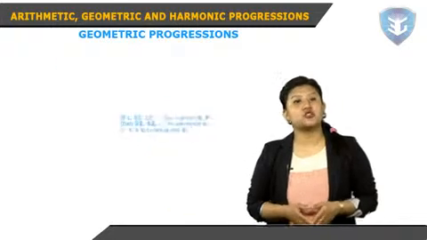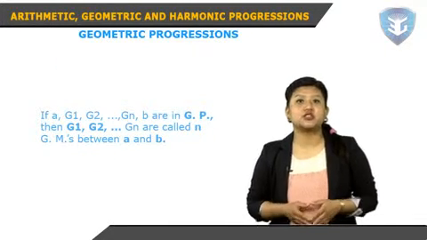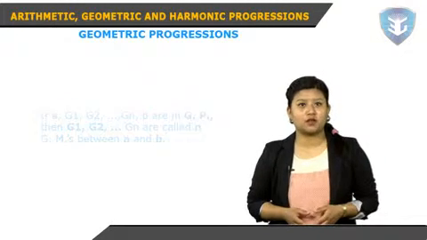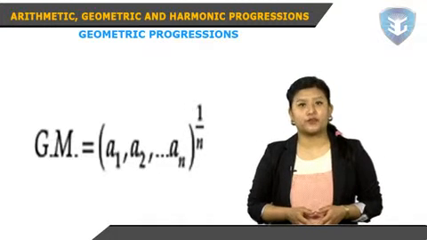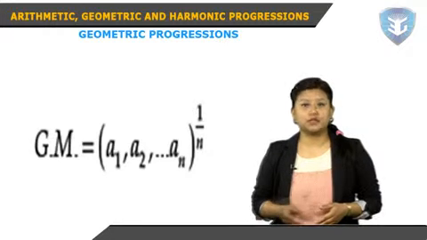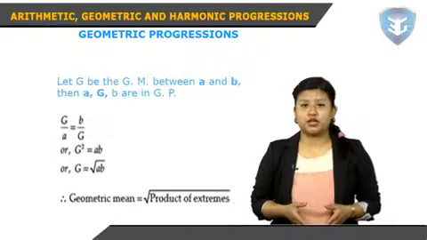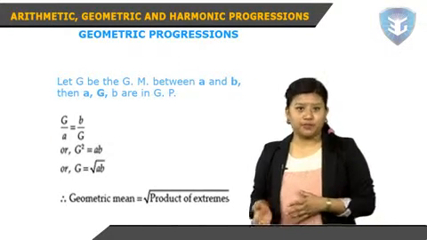If a, G1, G2 and so on till Gn, b are in GP, then G1, G2, ..., Gn are called n GMs between a and b. The geometric mean of n numbers is defined as the nth root of their product. Thus, if A1, A2 and so on, An are n numbers, then the GM is given as shown on screen. Let G be the GM between a and b, then a, G, b are in GP.